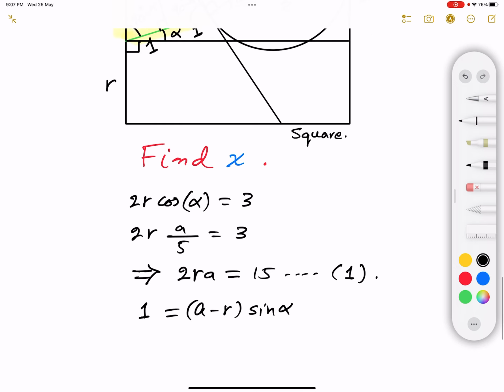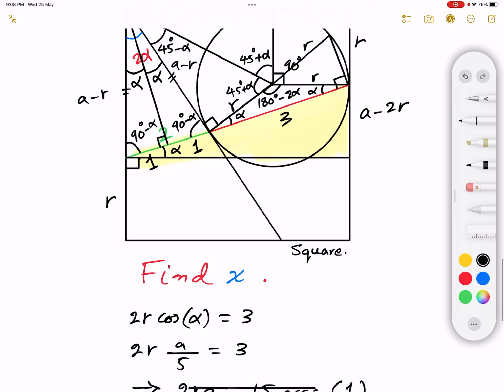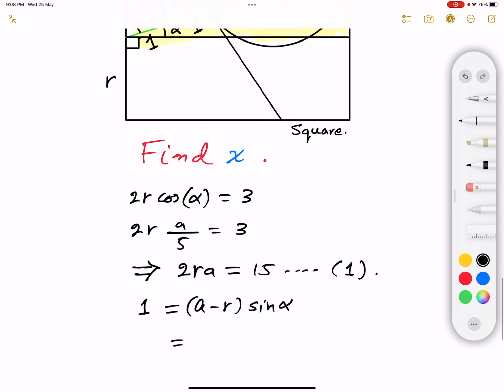Now, how am I going to get sine alpha? Again, we're going to go back to the same triangle, to calculate the sine of alpha. Sine of alpha is going to be equal to the opposite over the hypotenuse, so it's a minus r multiplied by a minus twice r divided by the hypotenuse, which is basically 5, and that is going to form our second equation.